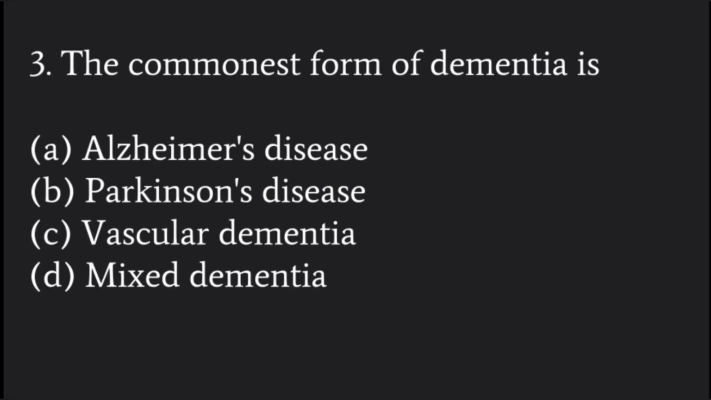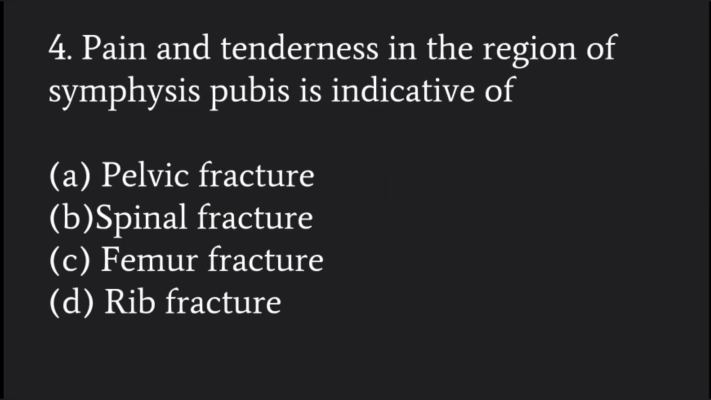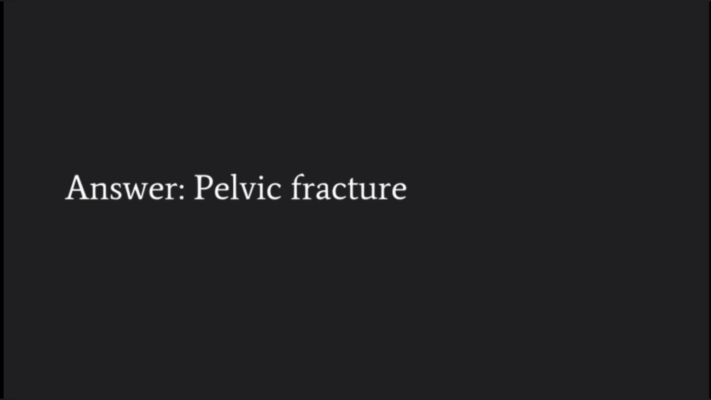The commonest form of dementia is Alzheimer's disease, Parkinson's disease, vascular dementia, or mixed dementia. So here the commonest form of dementia is Alzheimer's disease. Pain and tenderness in the region of symphysis pubis is indicative of, see, here all the fractures are written: pelvic fracture, spinal fracture, femur fracture, rib fracture. So obviously the answer will be pelvic fracture.